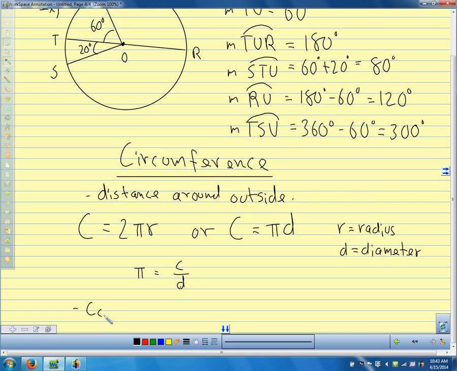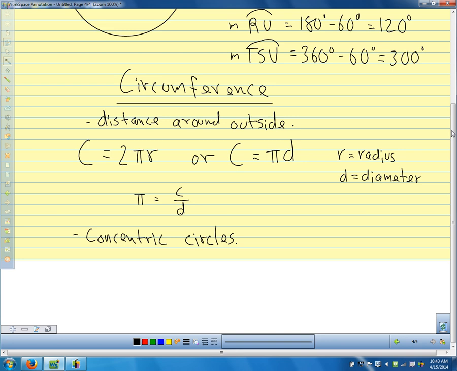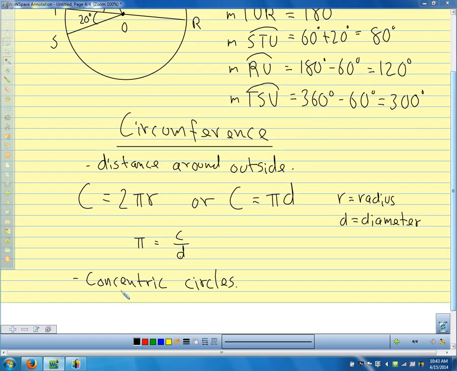The book talks about concentric circles. What are we talking about when we're talking about concentric circles? This word centric gives you a hint. It has to do with their centers. Concentric circles have the same center. So there's circles that are inside of each other, but they all have the same center.